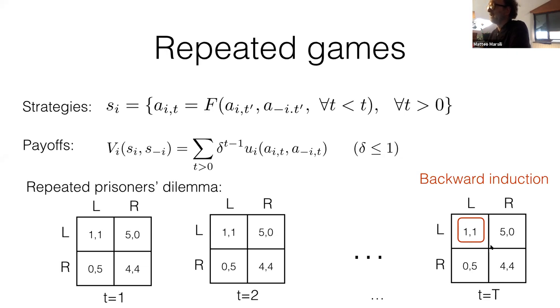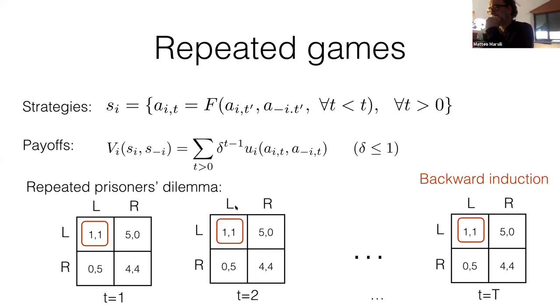But then if this is true for the last game, then you go to the previous game, you know that in the next game you will play LL. So you should play LL also in the previous game. And you can go on like this and figure out that essentially the Nash equilibrium in this finitely repeated game must be always defect and defect, okay? So there is nothing really new, okay?